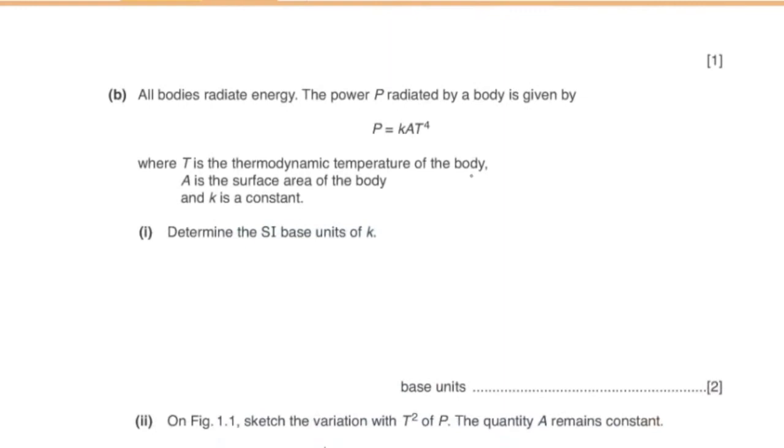Part B, all bodies radiate energy. The power P radiated by a body is given by the following equation, where T is the thermodynamic temperature of the body, A is the surface area of the body, and K is a constant. Determine the SI base units of K.